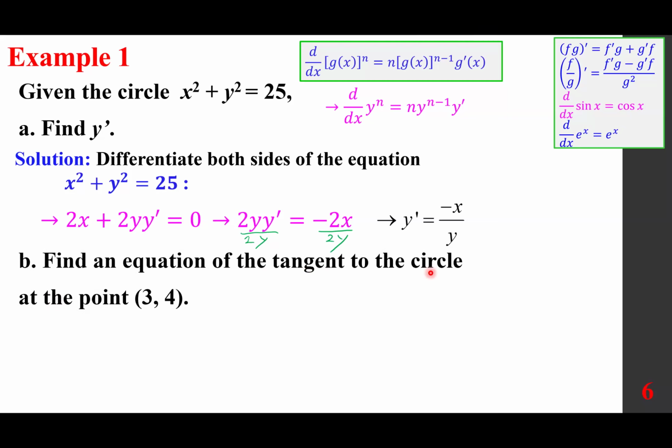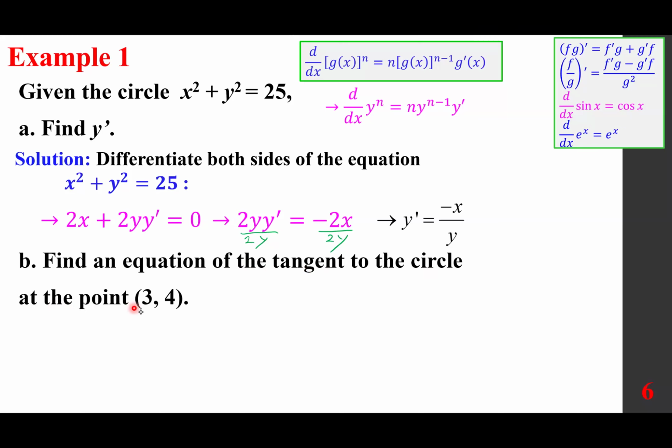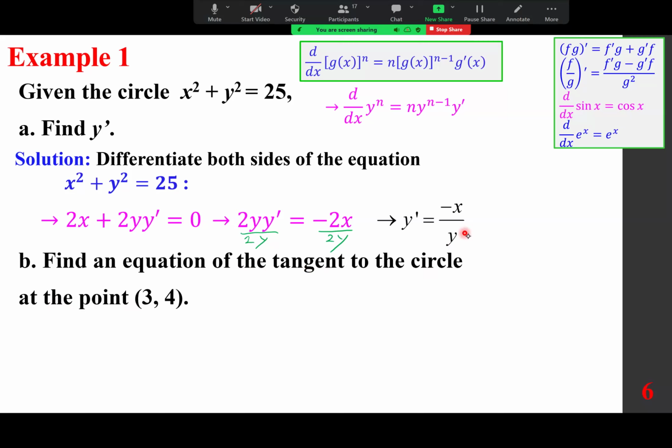We want to find the equation of a tangent line to the circle at this pair, 3, 4. Tangent line, we need two things. We need a pair x, y, and we need the slope. This is the derivative. This is not the slope. It becomes a slope when you evaluate it. So x is 3, y is 4. Plug it in. And now this becomes the slope of a tangent line at this pair.